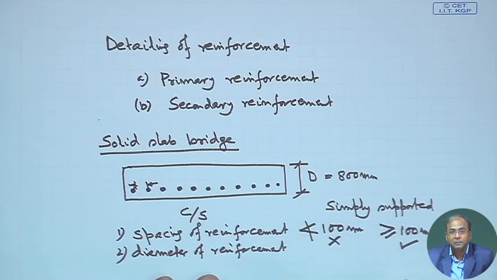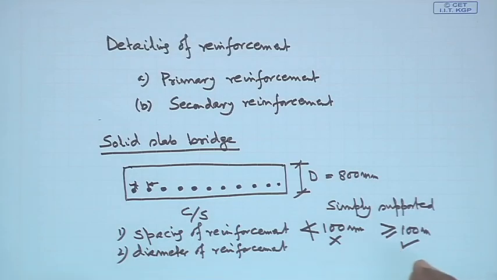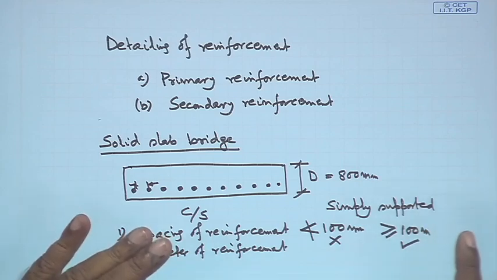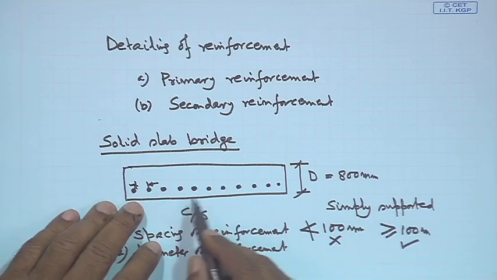Somebody can argue, why not 90 millimeter? The thing is that as per the codal provision, the minimum spacing will be the maximum size of coarse aggregate or the maximum diameter of bar, whichever is maximum. We all know that, but at site you do not have a single bar like that. There are so many bars, there are overlapping of bars. If you make it less than this, it will be very difficult, it will be a jungle of reinforcement, and finally you will not get proper casting of your concrete. You will get voids and other things, and so you will not get the required strength. So this is very, very important, and that is why I am telling this about the primary reinforcement.